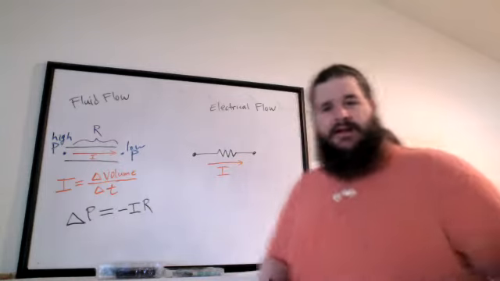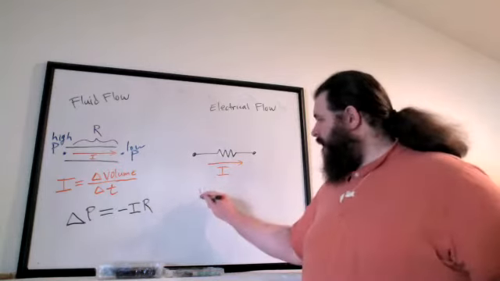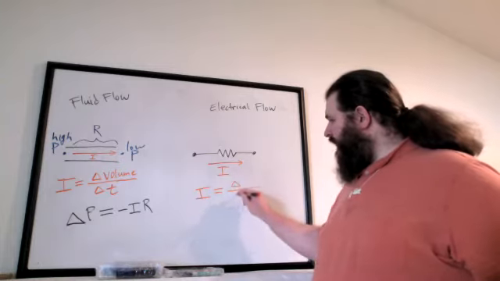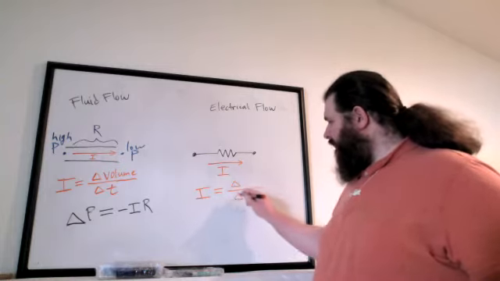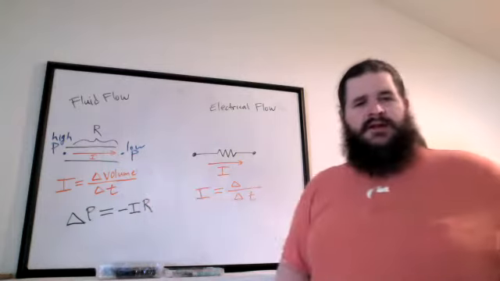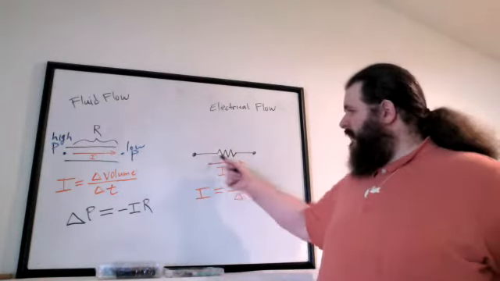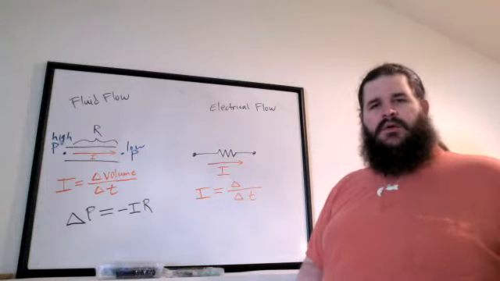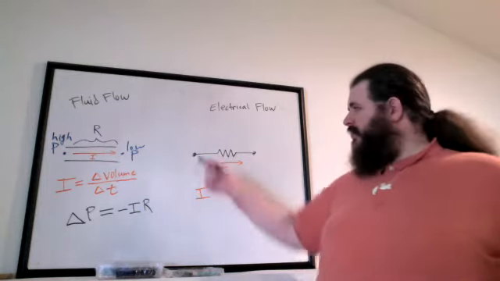We're going to be defining current differently though. For electrical current, we're still going to define it as a rate of change with respect to time, but not about volume, because what's actually flowing in a wire? Current? Wait, no. Well, what is electrons, right? Yeah, we've got electrons moving around.